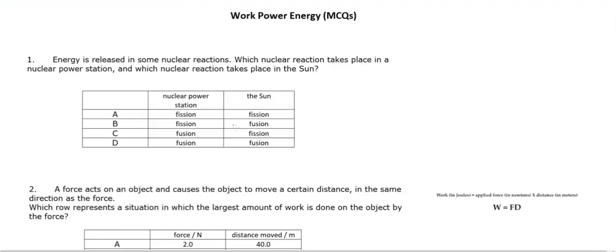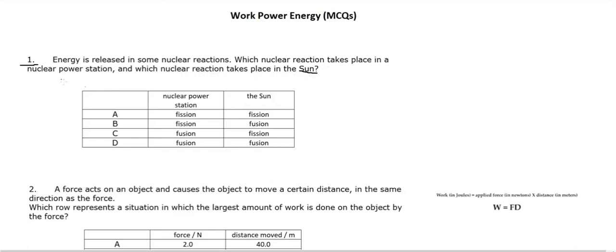Hello everyone. Now we are going to see the numerical problems on work or energy. So first of all, we will see some MCQs, and you can read question number 1 here. Energy is released in some nuclear reactions. Which nuclear reaction takes place in a nuclear power station, and which nuclear reaction takes place in the sun?